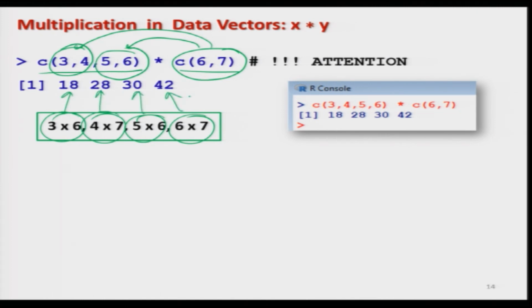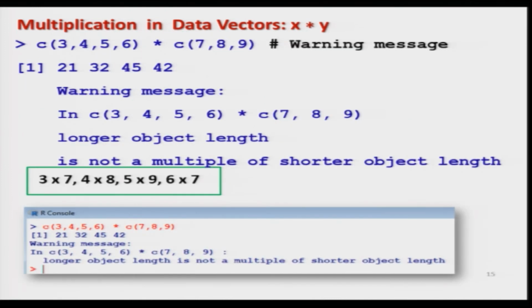That is pretty simple, you know the multiplication, and this is here the screenshot of the same operation when you try to do it on the R console. Okay. Now, the same operation, if you try to take two data vectors in which the first data vector has got 4 elements 3, 4, 5, 6, and the second data vector has got only 3 elements 7, 8, 9. So, the total number of elements in the second data vector is not an exact multiple of the total number of elements in the first data vector.